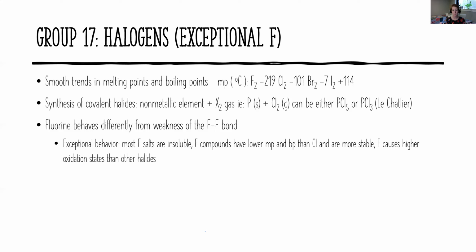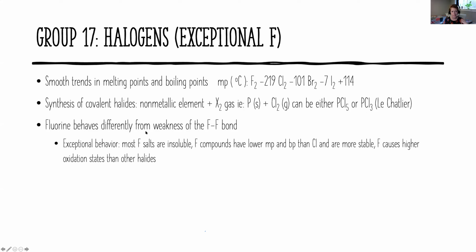Covalent halides, basically you can just take some non-metallic element and add a halide gas to it, and you form the covalent halide. So phosphorus plus chlorine, you can form the phosphorus pentachloride or the phosphorus trichloride, just based on Le Chatelier, like how much chloride am I putting in there to drive it towards the fully 5-coordinate phosphorus or just the 3-coordinate phosphorus. And so that's true of nitrogen, that's true of silicon, etc.